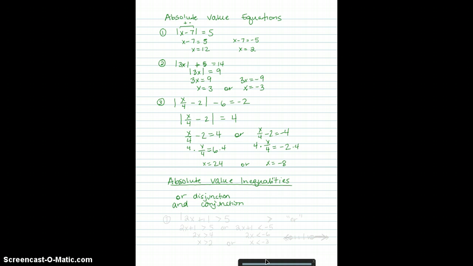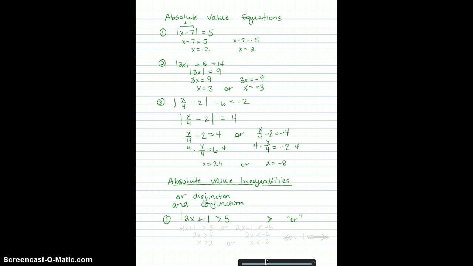Okay? So what we're going to do is we are going to solve some absolute value inequalities. So let's say that we have the absolute value of 2x plus 1 is greater than 5. Now, if you have a greater than absolute value inequality, then what you're going to do is consider this a disjunction. It is an or. So if you have greater than with absolute value, it's considered a disjunction, or an or.